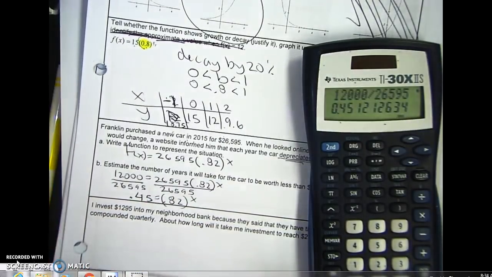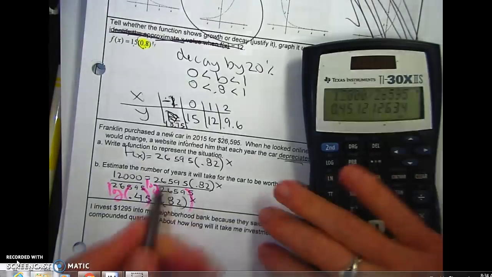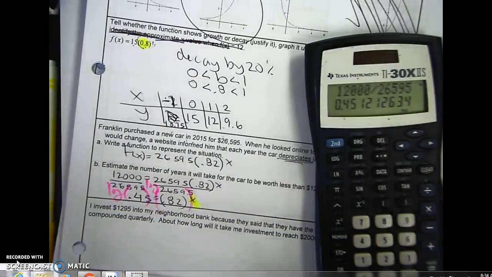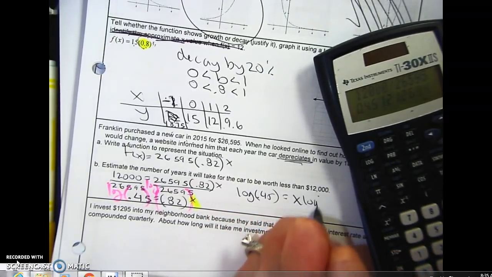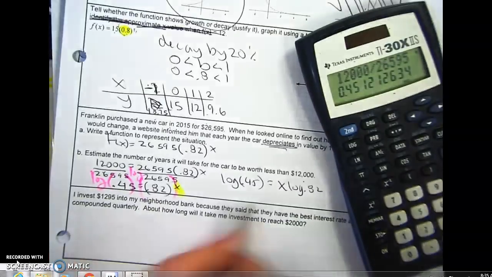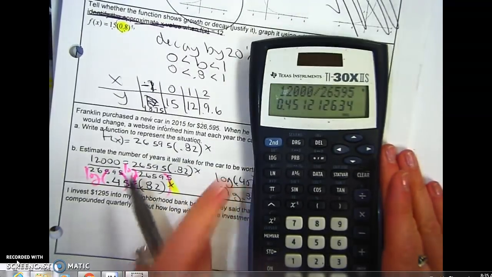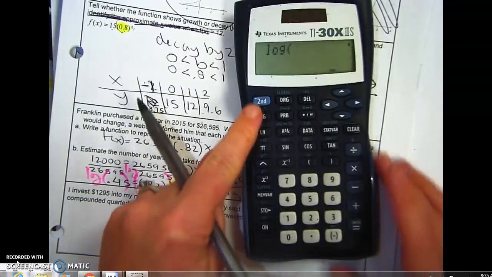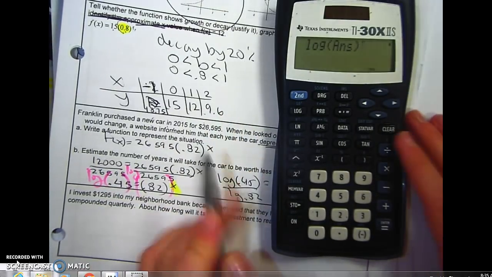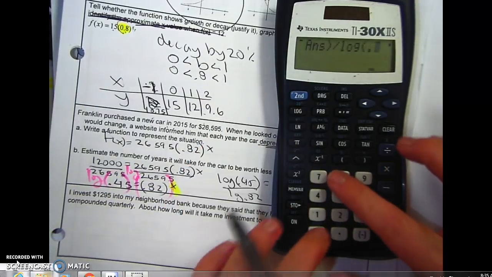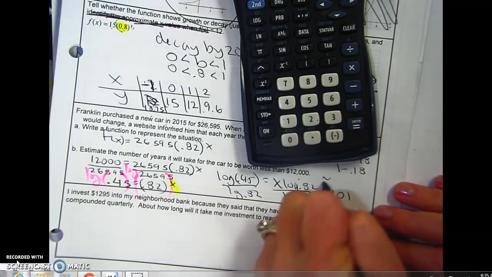Now, I don't know what that is, so that's the purpose of logs. I log both sides. And then I'm left with, remember, little turns big. So I'm left with log of 0.45 equals x log of 0.82. And now to solve, I divide by log of 0.82. So I'm going to do this. Log of my answer, which is second negative, and my parentheses. So now it's stored that perfect value in there, and then divided by log of 0.82, and I get 4.01. So it's about 4 years.